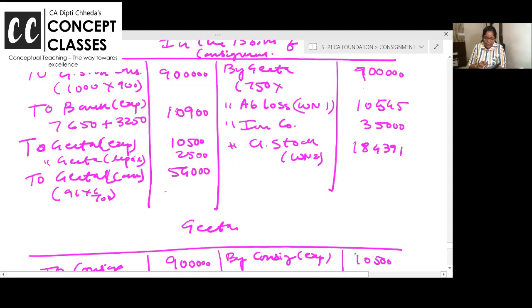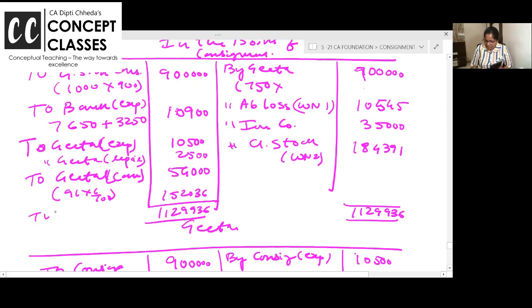Now total the credit side. 9 lakh plus 10,545 plus 35,000 plus 184,391 is 11,29,936. Minus 9 lakh, minus 10,900, 10,500, 2,500, 54,000. 152,036 is from the P&L account. 152,036 is the profit.